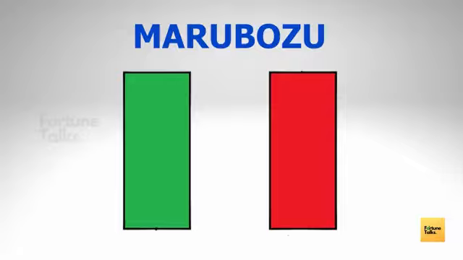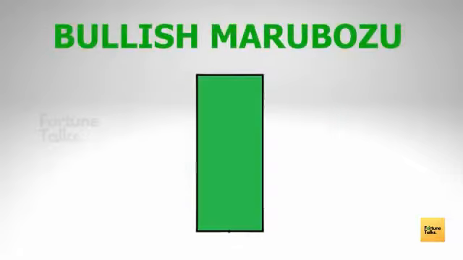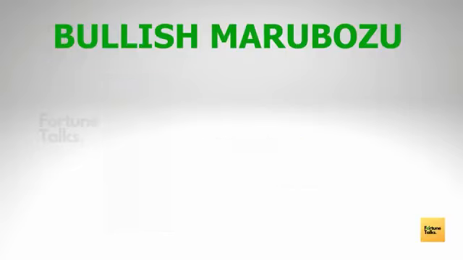Let's start our discussion on the first category of candlesticks. These candlesticks are called Marubozus. Let's look at the first type. Since the candle is a green one, it is a bullish candle. It has a big real body but has no wicks or shadows on either the upper or the lower end. So we know that the longer the real body, the more bullish the candle is. The OHLC of the candle is as follows.